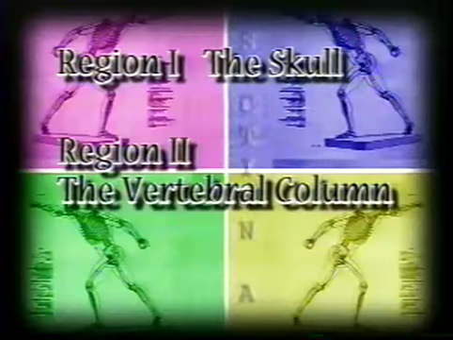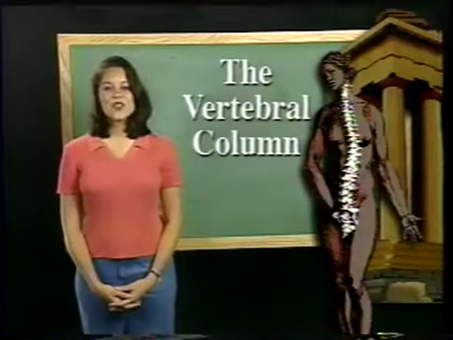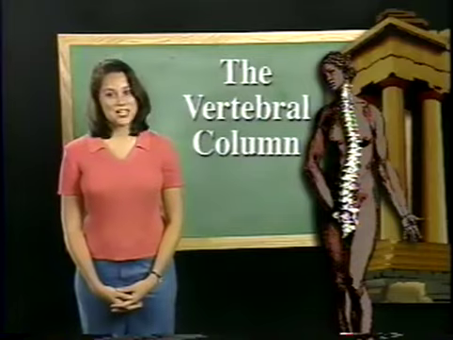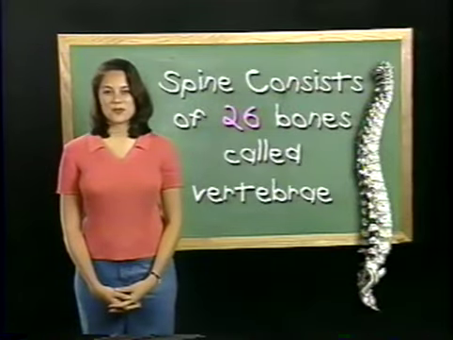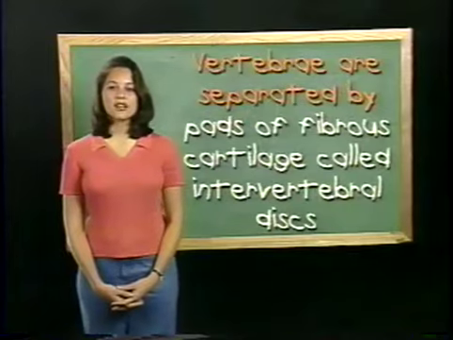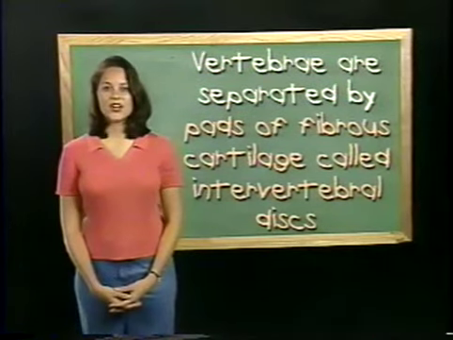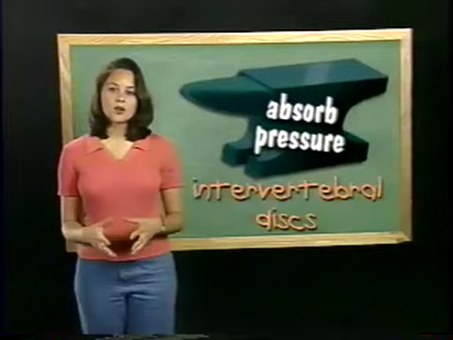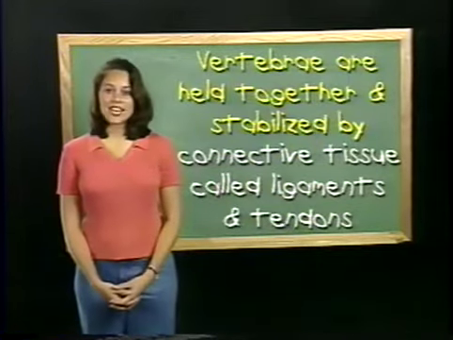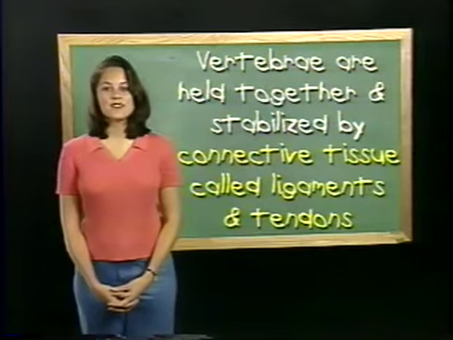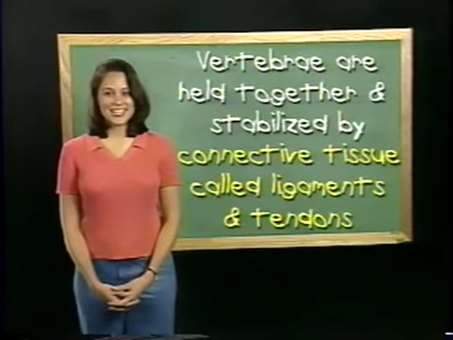Region 2, the vertebral column. The vertebral column, or as it is known in dumb guy circles, the spine, consists of 26 different bones called vertebrae. The vertebrae are separated by pads of fibrous cartilage called intervertebral discs, which absorb pressure and allow for maximum flexibility. The vertebrae are held together and stabilized by types of connective tissue called ligaments and tendons.